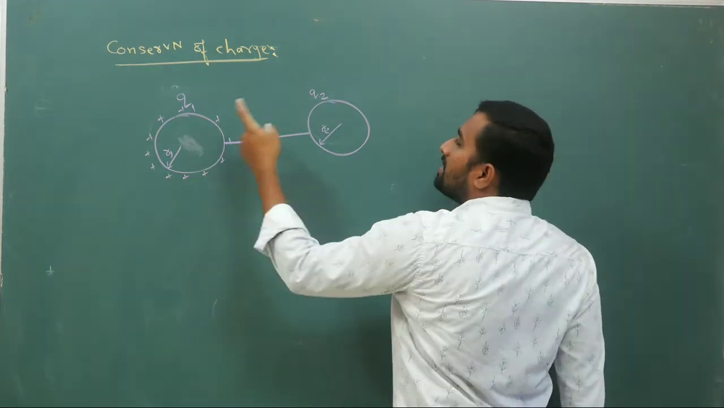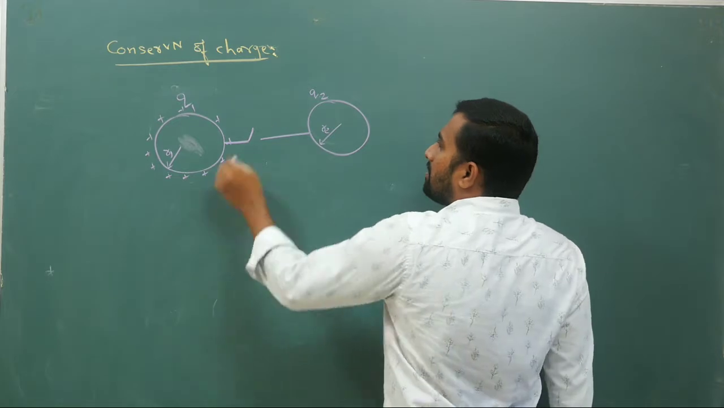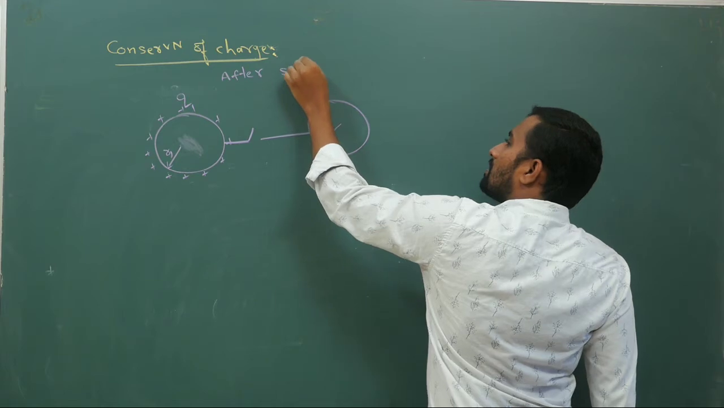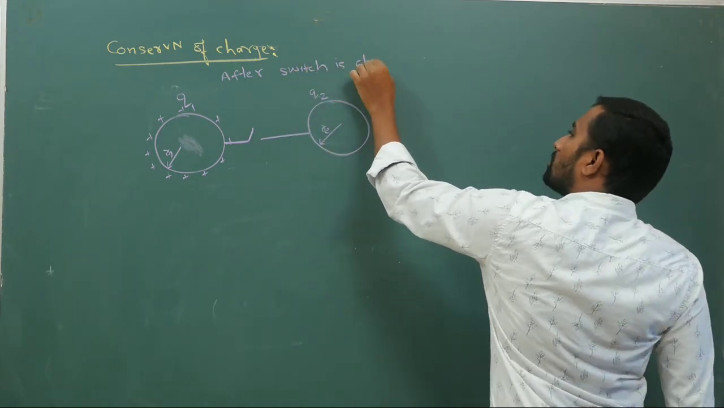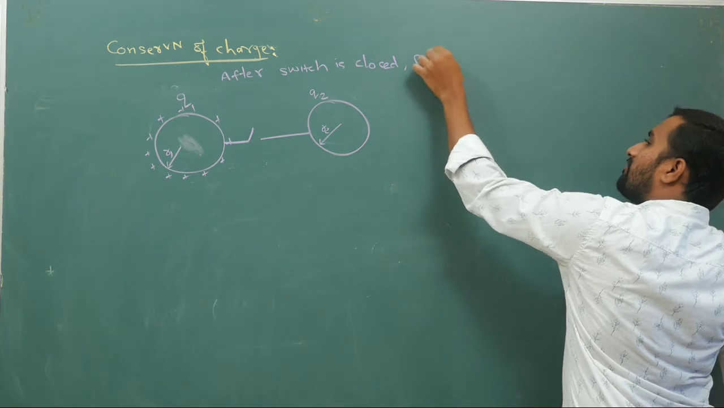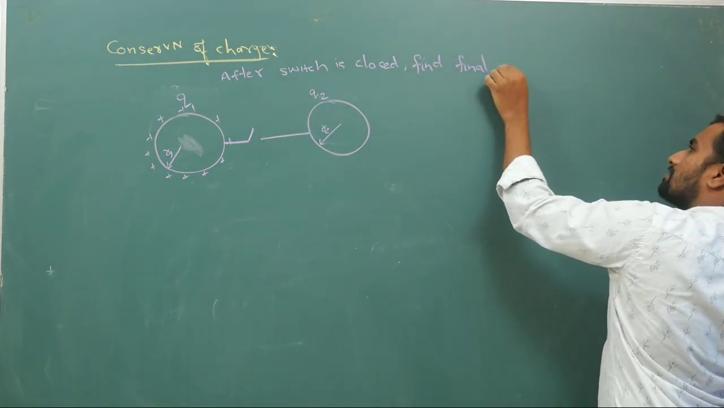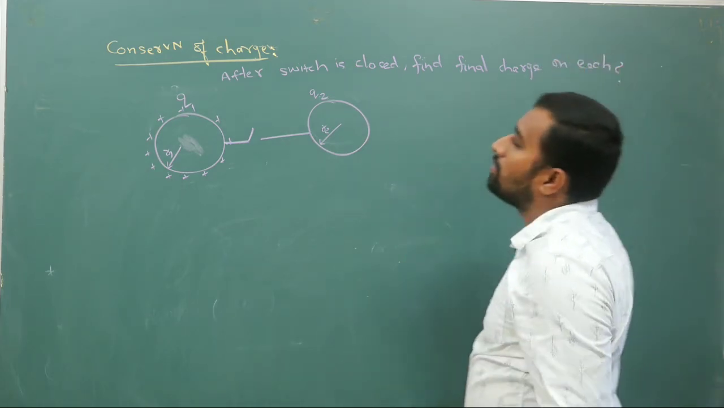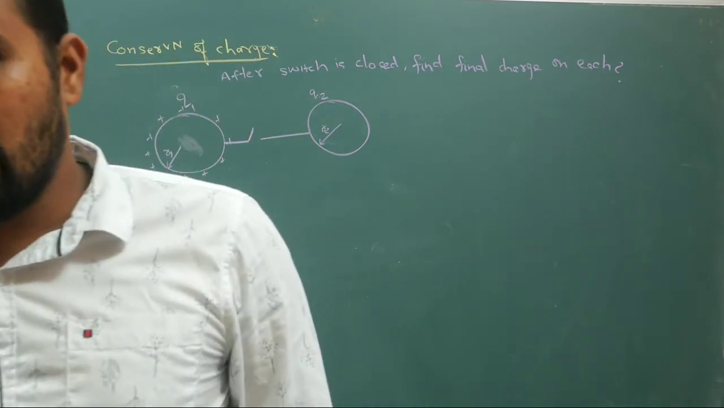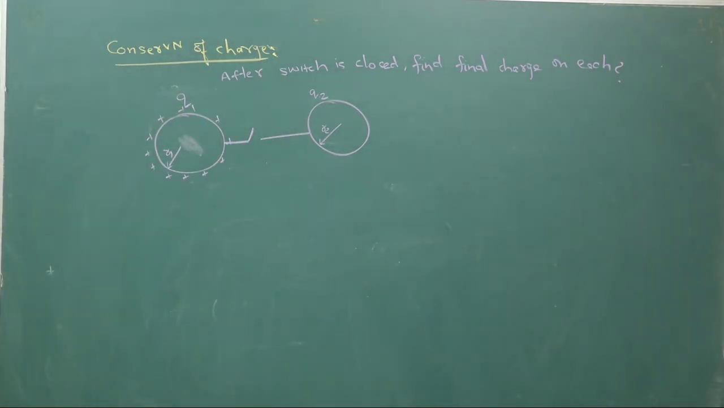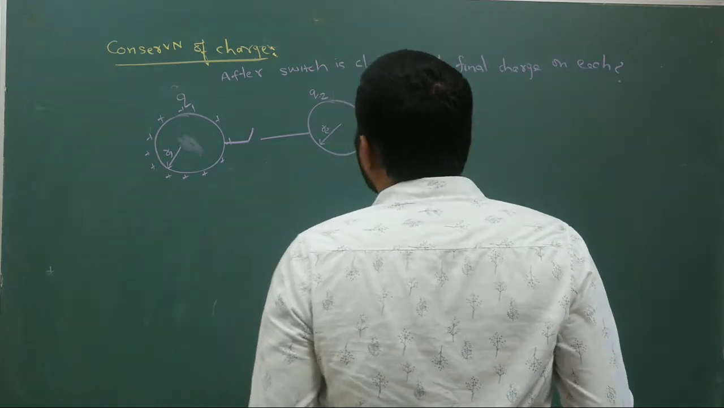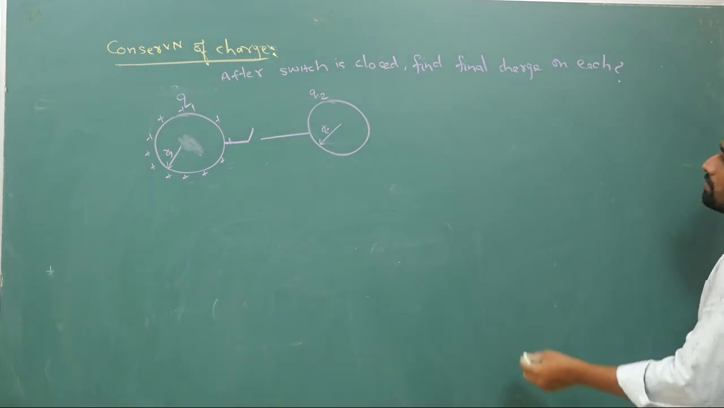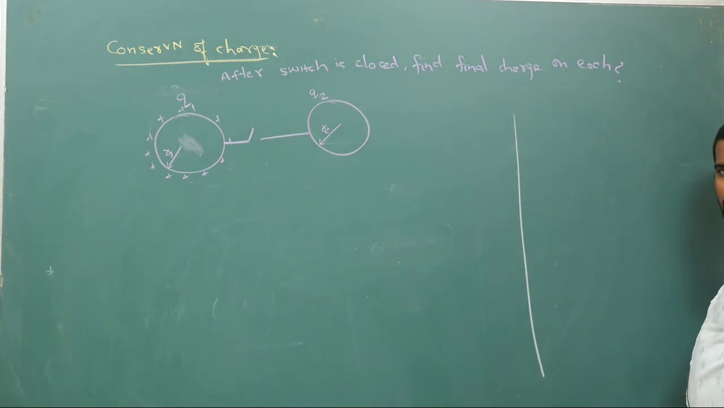Now initially these are the charges on them. The question is, after the switch is closed, find the final charge on each. After the switch is closed, find the final charge on each. That is your question. Now how will you do this? To do this problem, you require some other ideas.